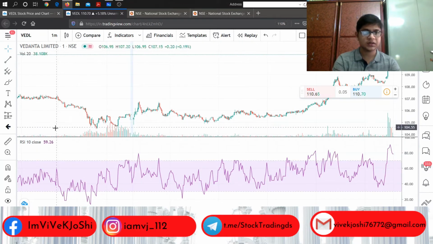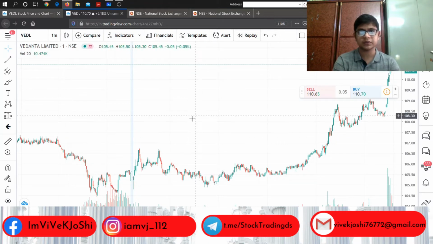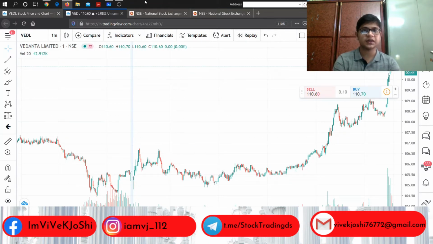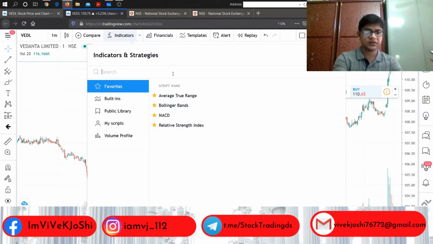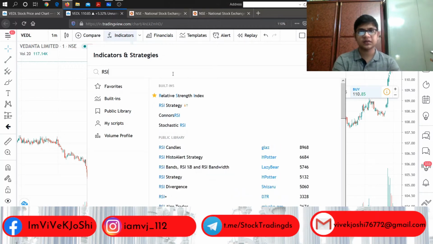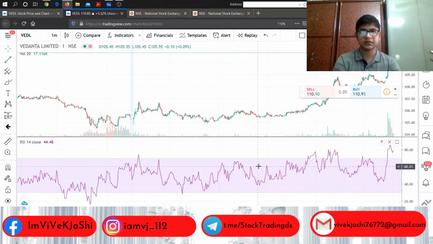We will see the RSI. Suppose for a beginner who doesn't know how to use TradingView, for getting into all the indicators, just see we have the indicator option here. Click on it. I have my favorite indicators here. Just type RSI and you will find the Relative Strength Index here. Just click it. You will have your RSI down here.